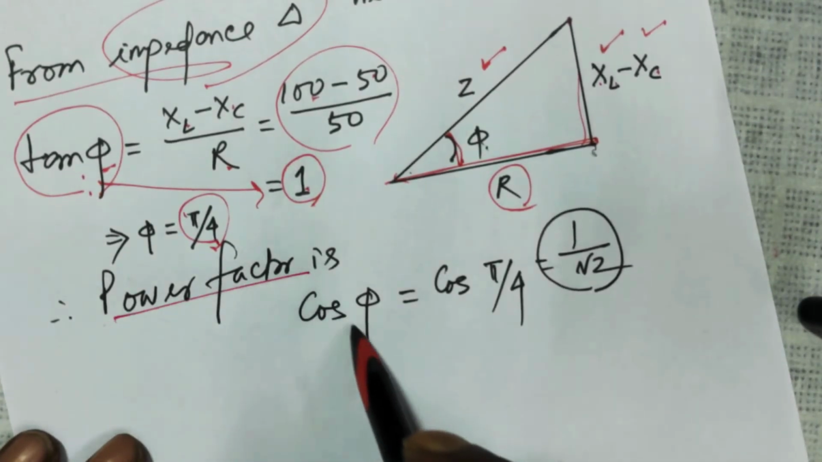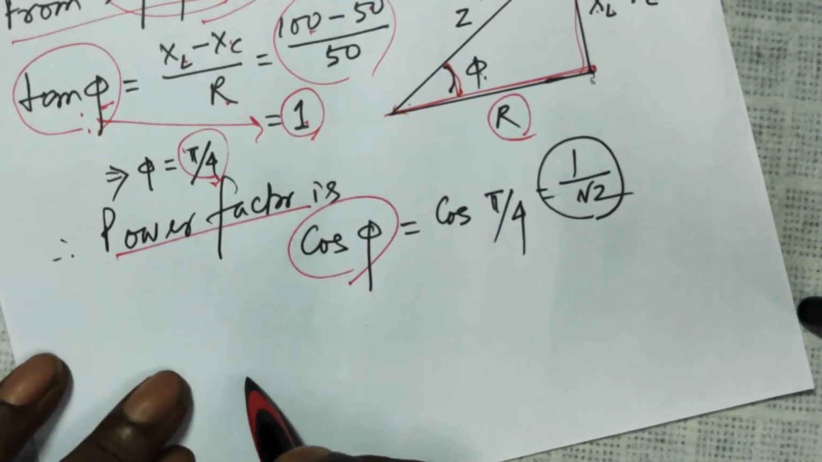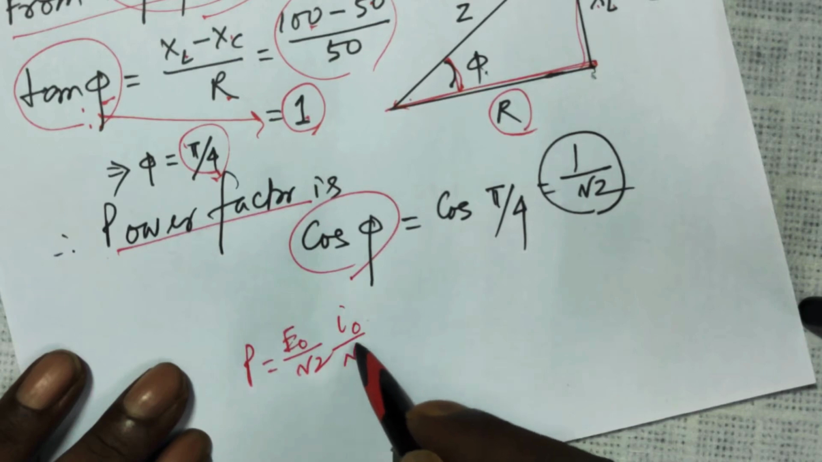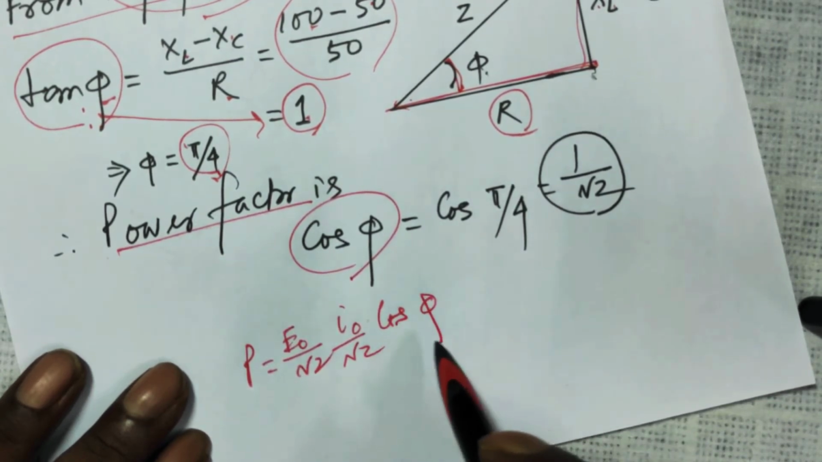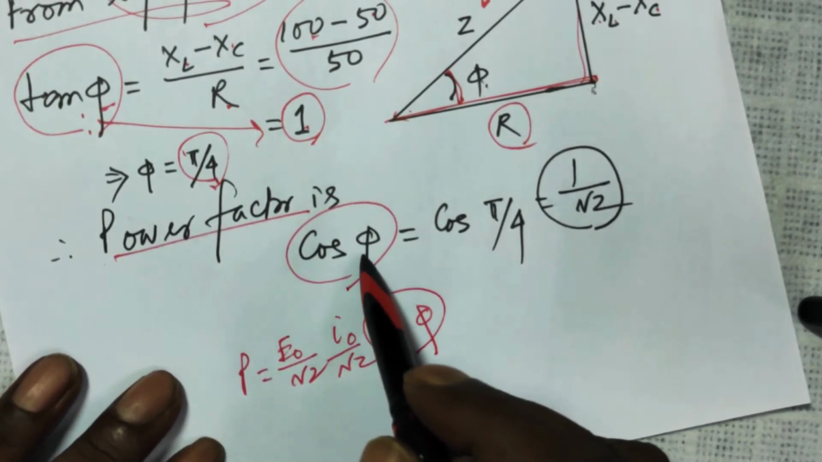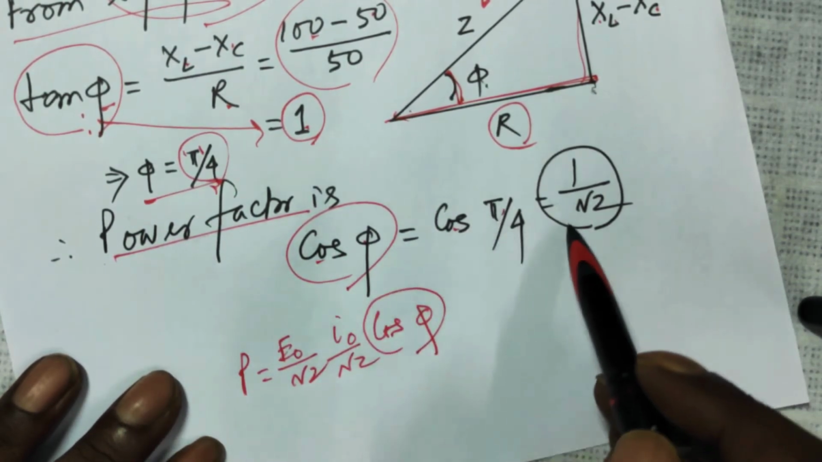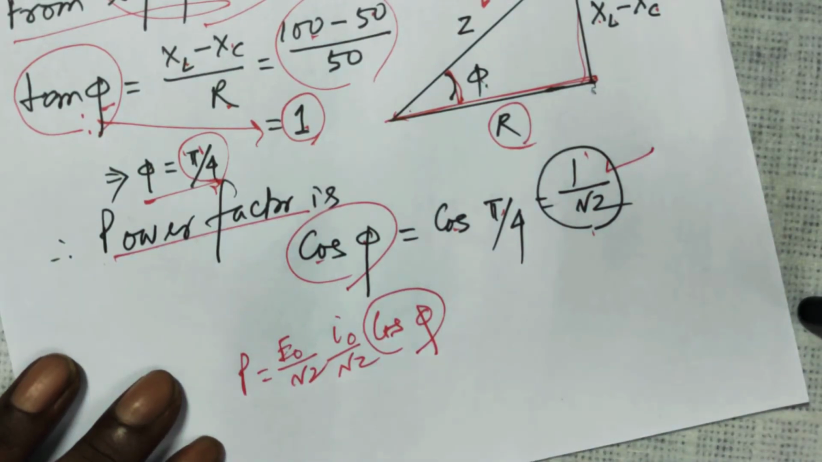And our power factor was cos phi. From this expression, P was equal to E naught over root 2, I naught over root 2 cos phi. So this was called your power factor. So we have found out phi, pi by 4. So cos pi by 4 is 1 by root 2, which is your power factor.